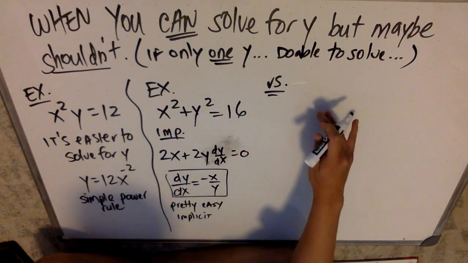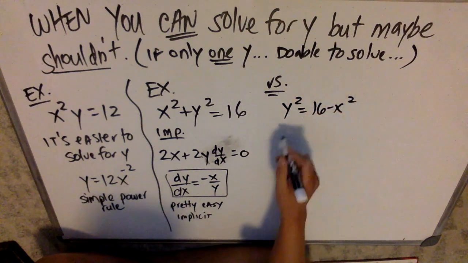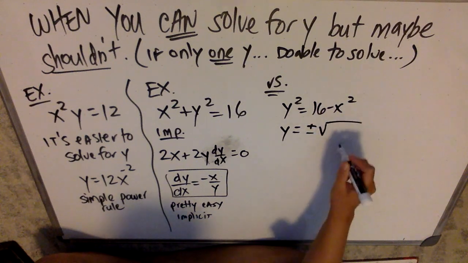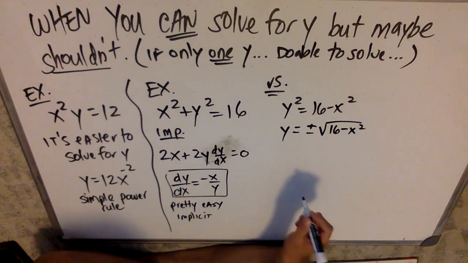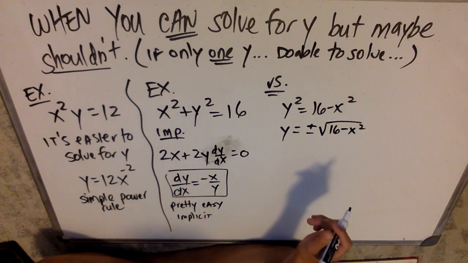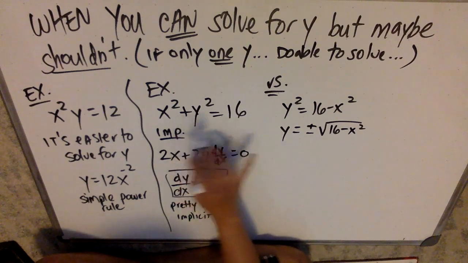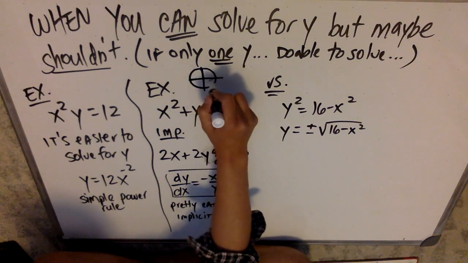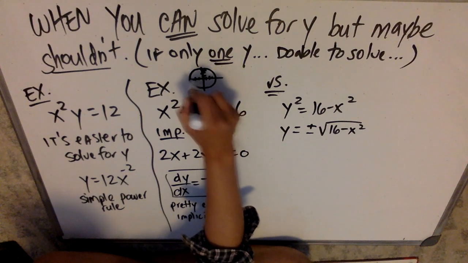I'd subtract the x squared over, so I'd get y squared equals 16 minus x squared. And then I get y equals plus or minus, technically, the square root of 16 minus x squared. If we are assuming that we're talking about, so this is not a function. This is actually a circle, for the record. This is a circle of radius 4, centered at the origin. So this doesn't pass the vertical line test.